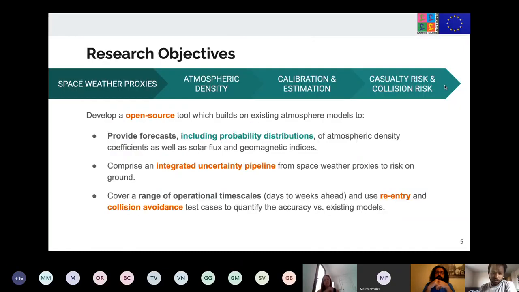So these are our research objectives: to develop an open source tool which builds on existing atmospheric models, to provide forecasts including probability distributions of atmospheric density coefficients, as well as solar flux and geomagnetic indices, comprise an integrated uncertainty pipeline from space weather proxies to risk on ground, cover a range of operational timescales from days to weeks ahead, and use reentry and collision avoidance test cases to quantify the accuracy versus the existing models.